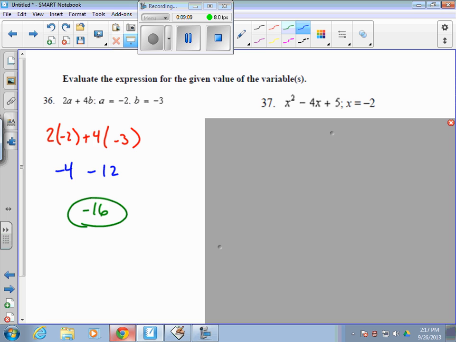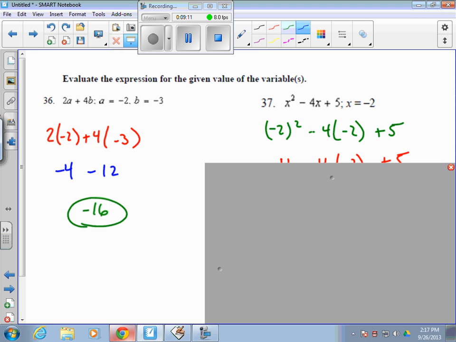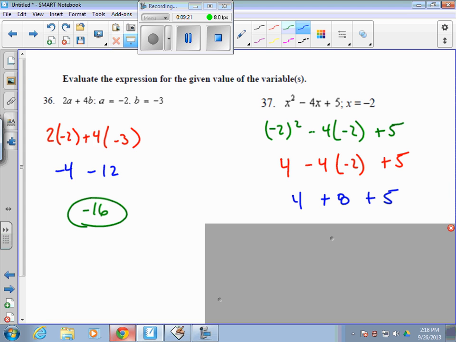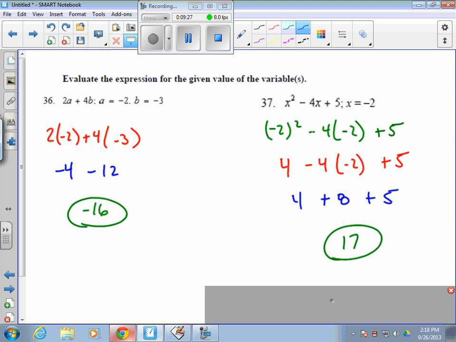Then we're plugging in negative 2 in place of x. So negative 2 squared minus 4 times negative 2 plus 5. Negative 2 squared is negative 2 times negative 2, which is 4. Minus 4 times negative 2 plus 5. Due to multiplication, next, negative 4 times negative 2 is positive 8. And then combine your like terms. 4 plus 8 is 12 plus 5 is 17.